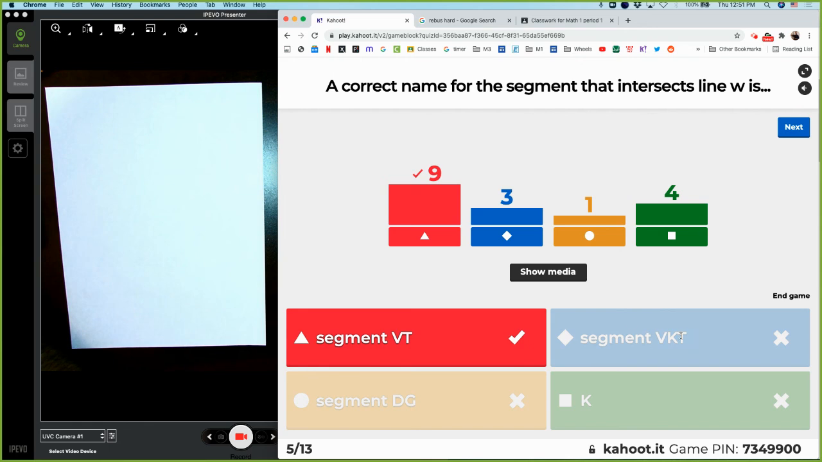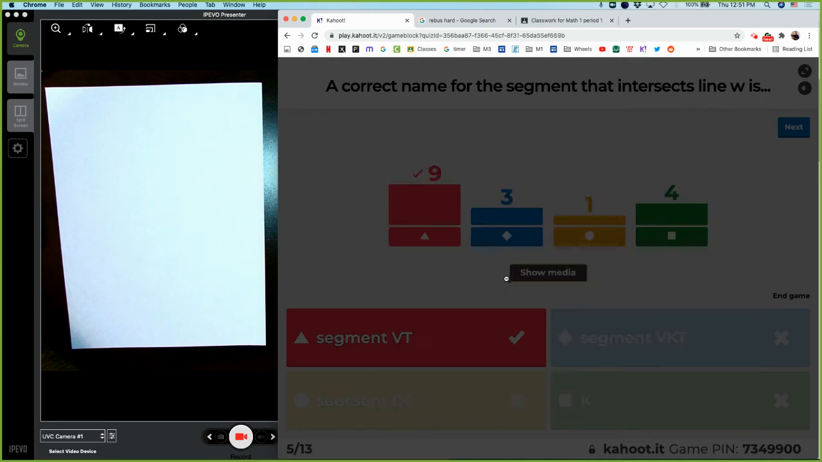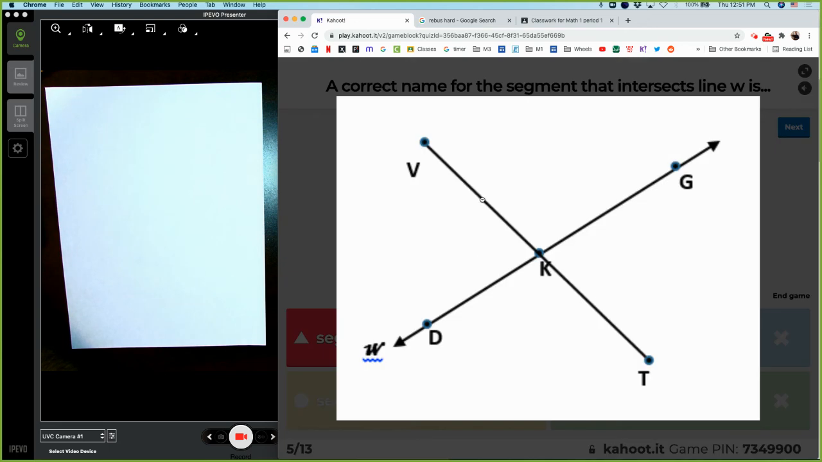VT. Segment VKT. Remember, we don't have to put 3 letters for a segment. We only have to put the start and the end point. Otherwise, if there were like 20 points on this, we'd have to say all the letters. You'd be like, I'm talking about segment A, B, C, D, E, F, G, H, J, K, L, M, N, P, Q, R, S, T, V. That's going to take too long. Okay, you only have to do first and last.